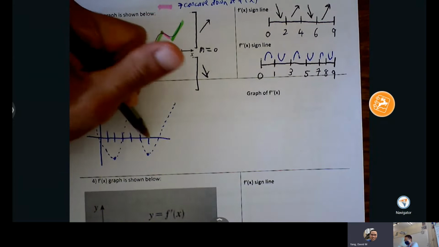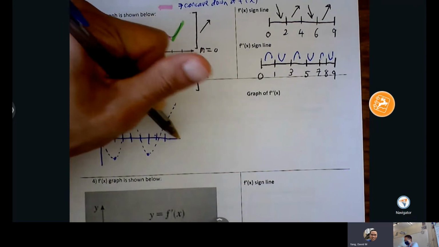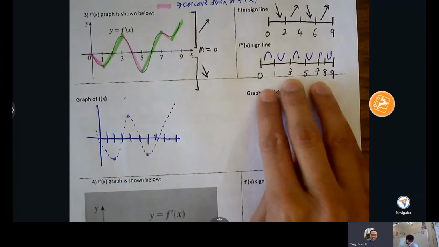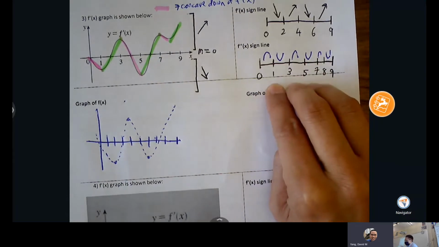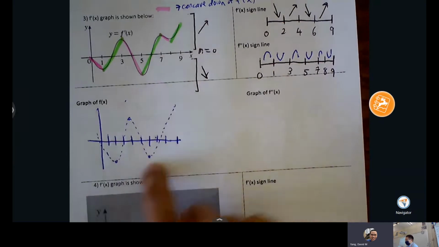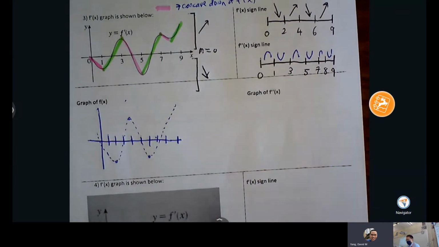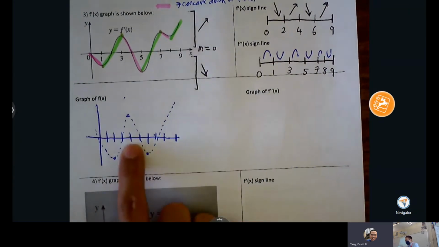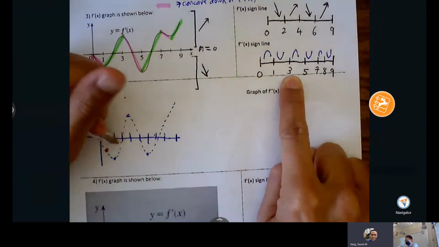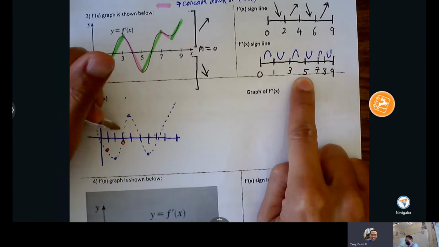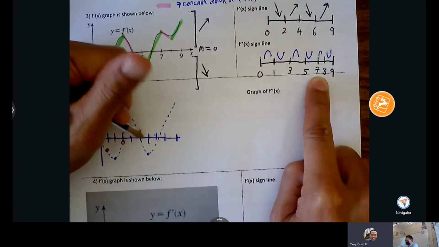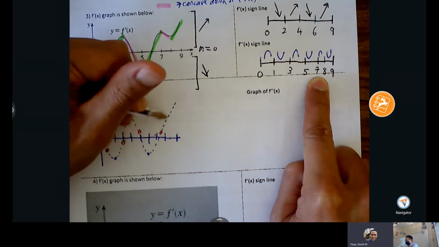2, 3, 4, 5, 6, 7, 8, 9. Now I'm going to plot my points of inflection. So points of inflection are going to go along the path of the graph. So wherever my graph landed, I'm just going to pick off wherever the graph lands at 1, plot that point. Wherever the graph lands at 3, I'm going to plot that point. 5, plot that point. 7, and 8.